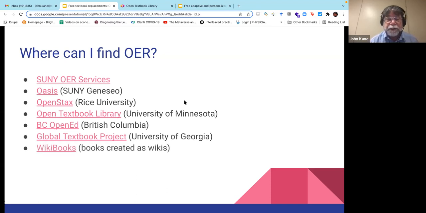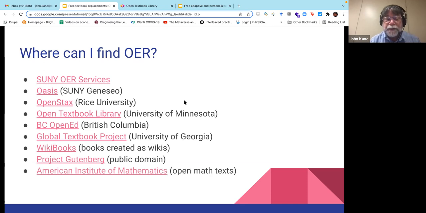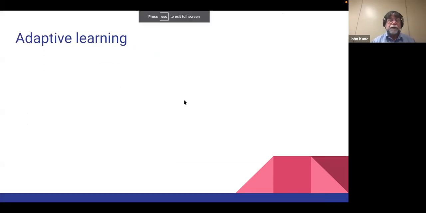And there's also a whole series of books that have been created as wiki projects with collaborations among many researchers, and some have involved student-created work as well. There's also Project Gutenberg if you're working with texts that have moved into the public domain. So if you're teaching classes in early American literature, or the history of thought or history of philosophy, or anything that uses older original resources or primary resources, Project Gutenberg has a phenomenal array of classic textbooks and resources. The American Institute of Mathematics also has some open math texts available.